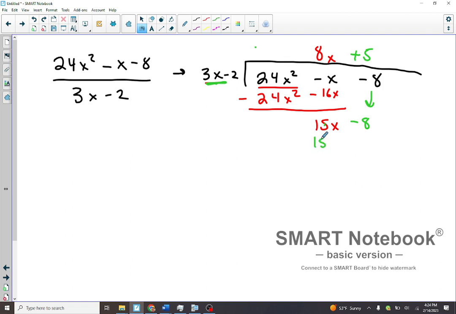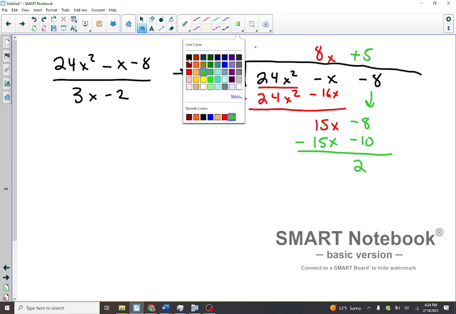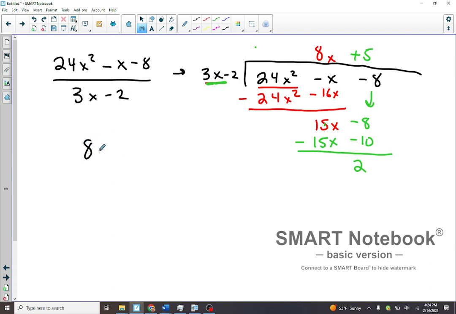So it is 15x. Minus 5 times negative 2, negative 10. So subtract down. That's 0x, and it'll be positive 2. So you're going to write your final answer like this: 8x plus 5 plus the remainder 2 over my original divisor, 3x minus 2.